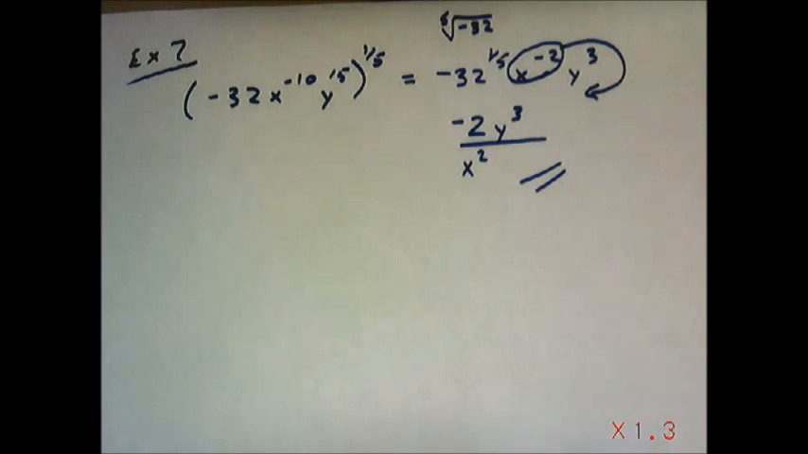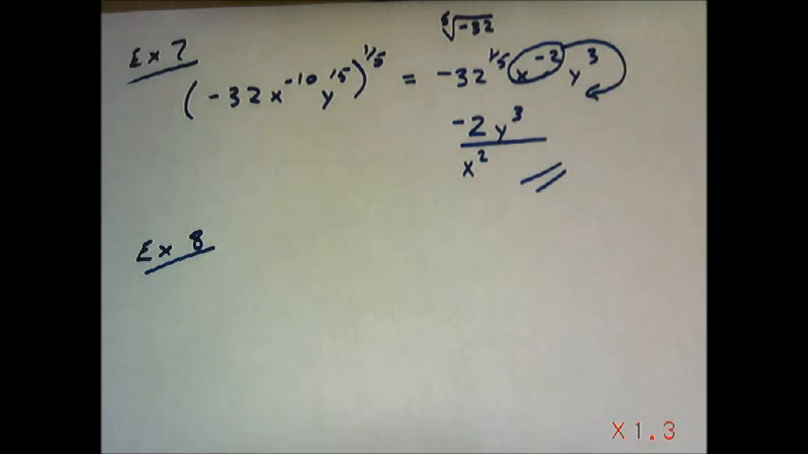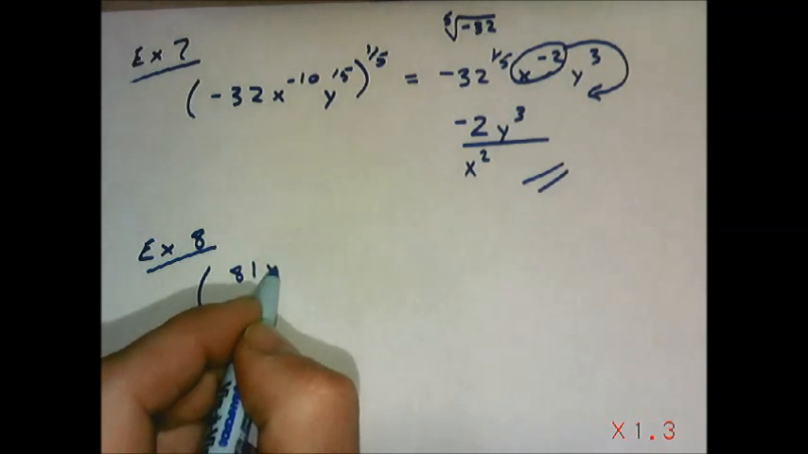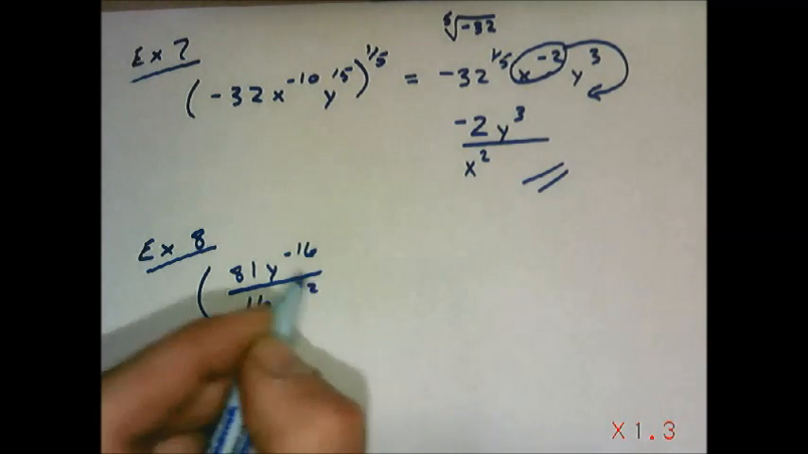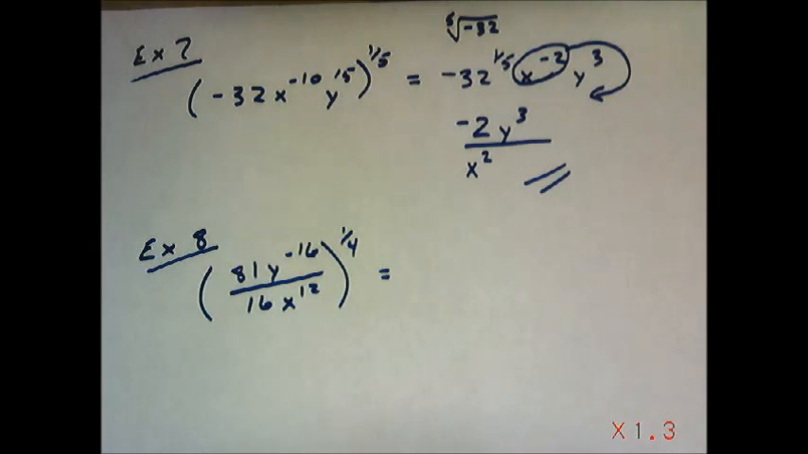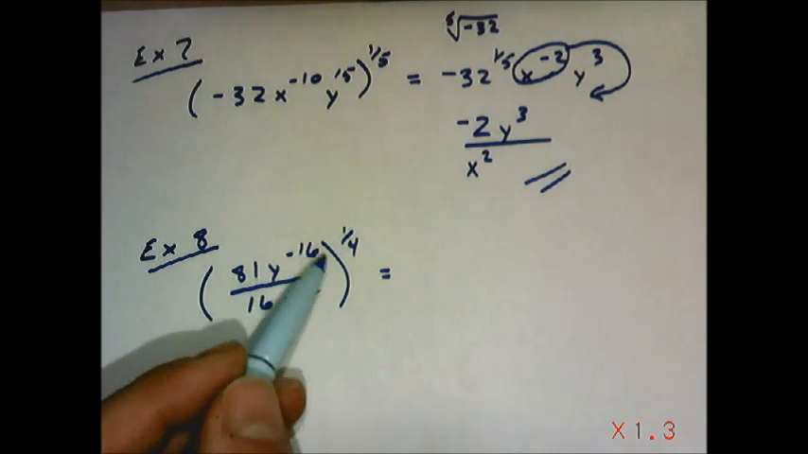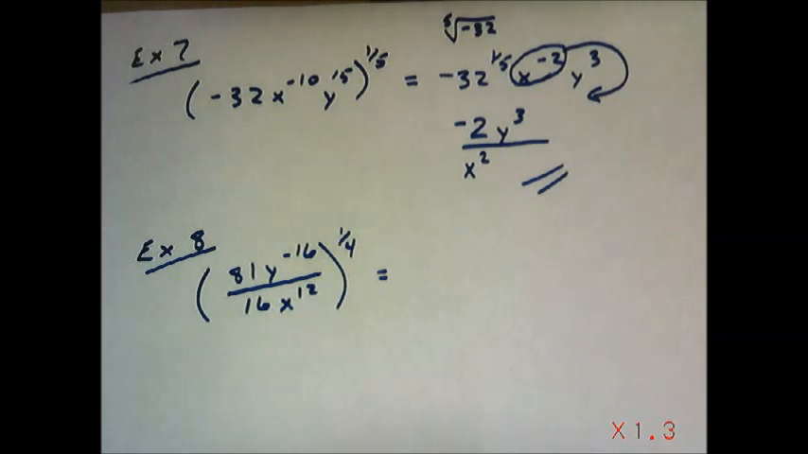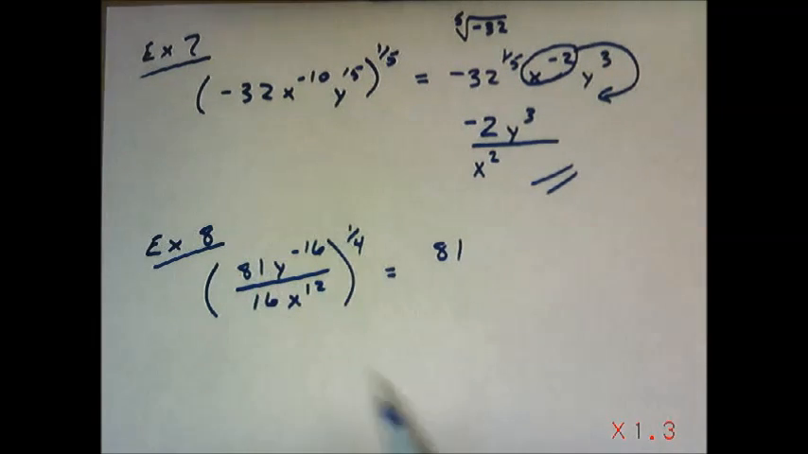And how about, oh, give me one more. Sure, I will. Example 8. And let's go ahead and look at 81 y to the negative 16th over 16 x to the 12th, all to the 1/4 power. In this example, again, we have a negative exponent in there, so we could bring it down, or we could take the 1/4 through to each of my exponents. Doesn't really matter which one you want to do. So let's go ahead and multiply that 1/4 through.